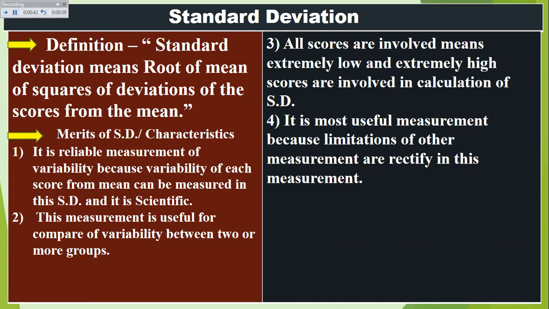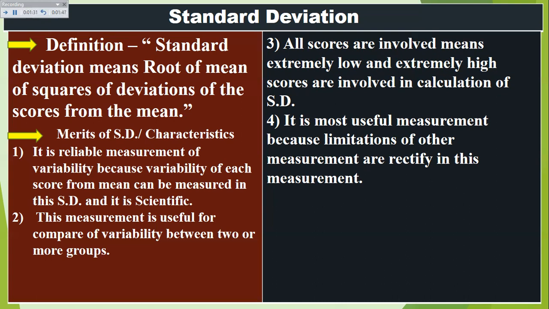Let us focus on the definition first. Standard deviation means the root of the mean of squares of deviations of the scores from the mean. I repeat, root of the mean of squares of deviation of the scores from the mean. That means we have to calculate the deviation of scores from the mean, then its square, and then its root. The formula of standard deviation is based on such a definition.